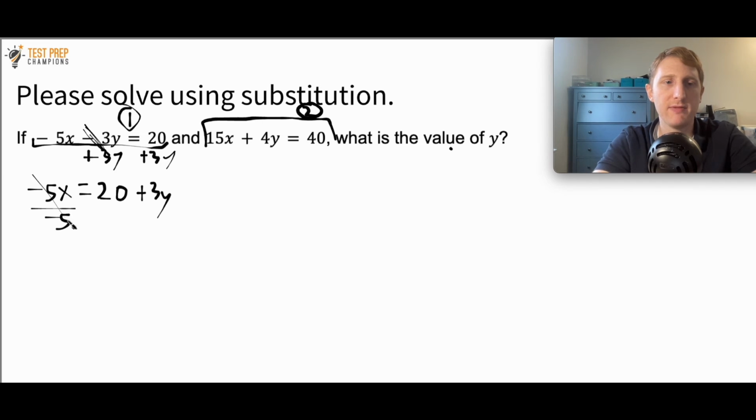So on the left, if I divide by negative 5, the negative 5s will cancel out. And if I divide by negative 5 on the right, I'll be left with 20 plus 3y divided by negative 5. Okay, so again, just to recap here, I picked equation 1 and solved it for x, and I got x equals 20 plus 3y over negative 5.